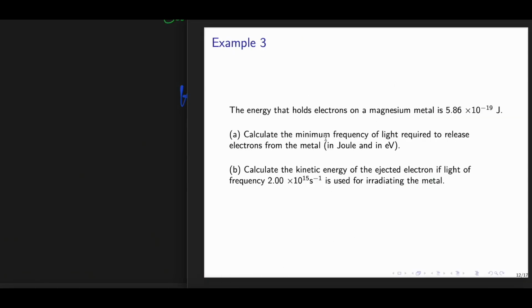Let's do this example. The energy that holds electrons on a magnesium metal is equal to 5.86 times 10 to the negative 19 joule. Here we are asked to calculate the minimum frequency of light required to release electrons from the metal, in joule and in electron volt.